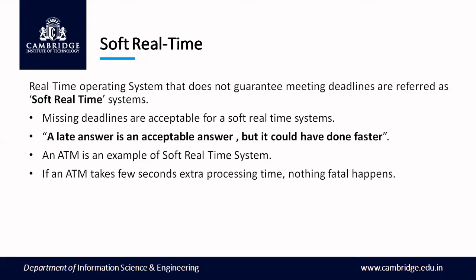ATM is an example of a soft real-time system. If an ATM takes a few seconds of extra processing time, nothing will happen. When you go to the ATM, sometimes you put in the card and it immediately starts responding, or sometimes it may not respond as fast and takes some more time. Even if it takes more time, there is nothing to lose. You have to wait for some time, then finish your task and come out. That kind of system we call a soft real-time system.